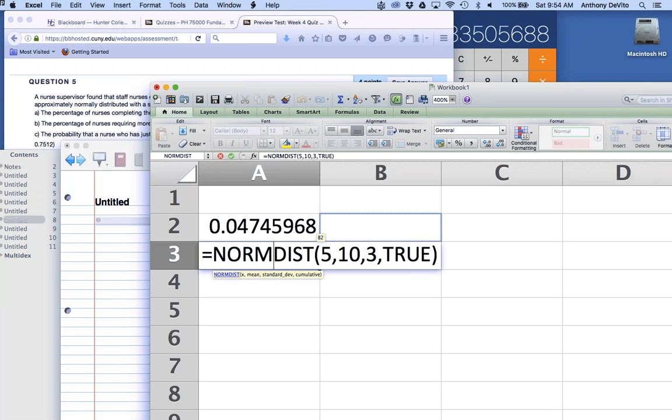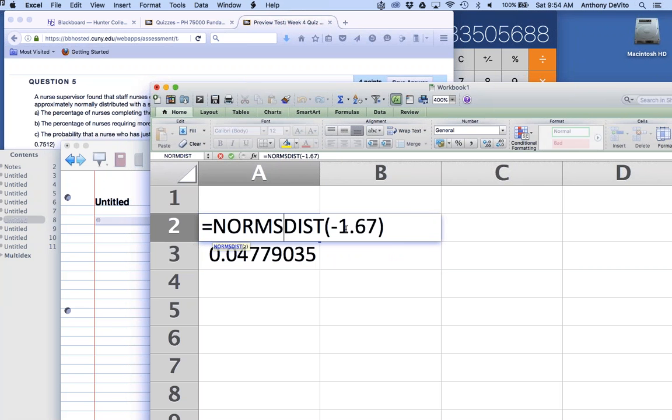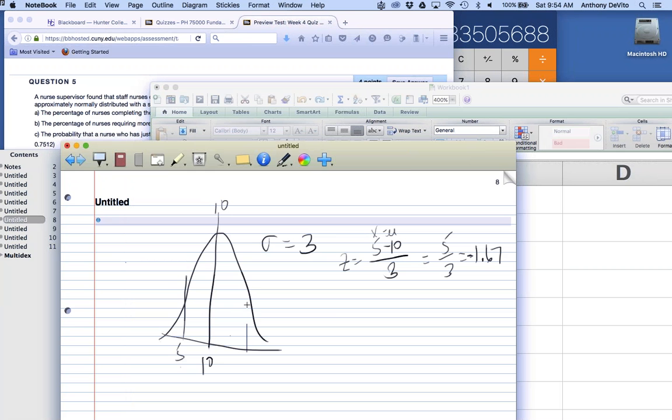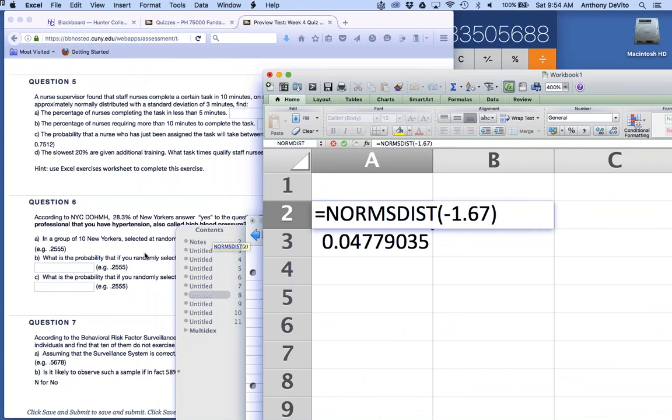If I had put in a plus over here, it would have been the area from here all the way to the left. So if I was interested in this area here, I would have to subtract the value I got from 1 to get the area that's left behind, right? I'm sure it's going to come up in a second, isn't it? Okay, so let's go back here.